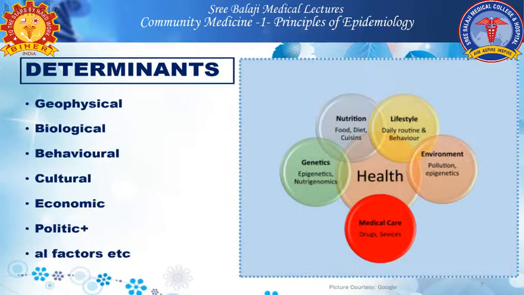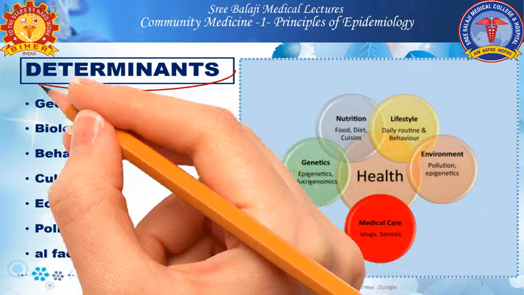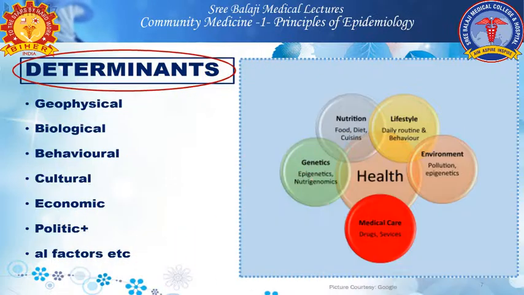So when we dissect the definition, we come across two important words: distribution and determinants. Let me tell you what determinants are. Determinants are factors, both direct and indirect, that are related to a disease process. The determinants can be geophysical, biological, behavioral, cultural, economic, political, and any other holistic factors.